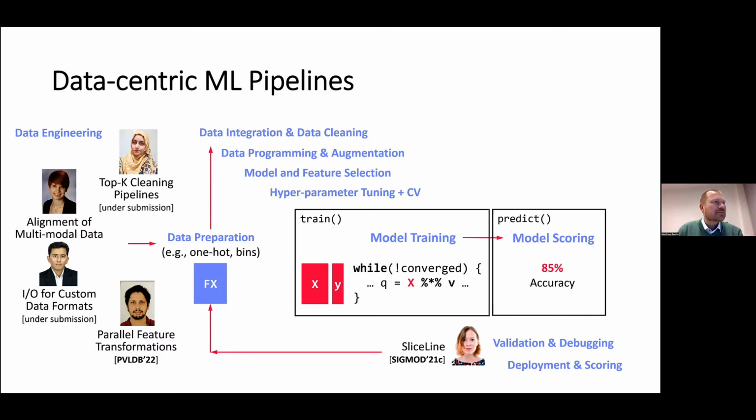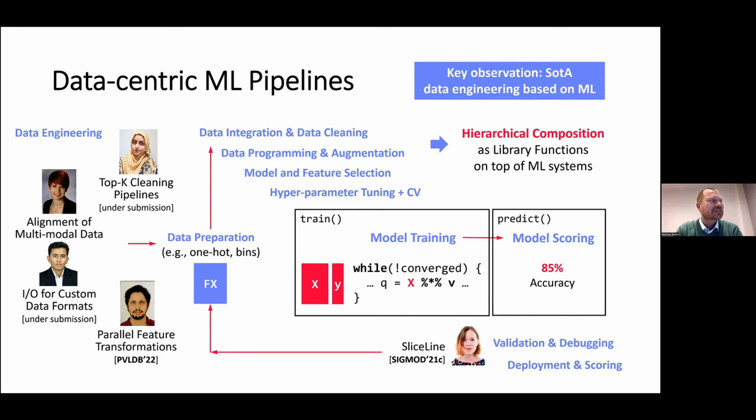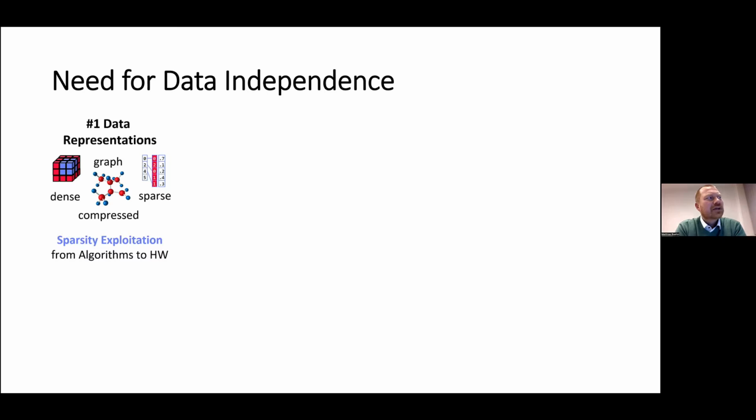Now, a key observation in this overall context of data-centric ML pipelines is that state-of-the-art data engineering in terms of data cleaning, data integration, but also specialized tasks such as semantic type detection, are themselves based on machine learning. So it makes perfect sense to actually build those abstractions as a hierarchy of primitives on top of machine learning systems. Now, in this talk, I want to also make a case for a strong need of data independence for those data-centric ML pipelines.